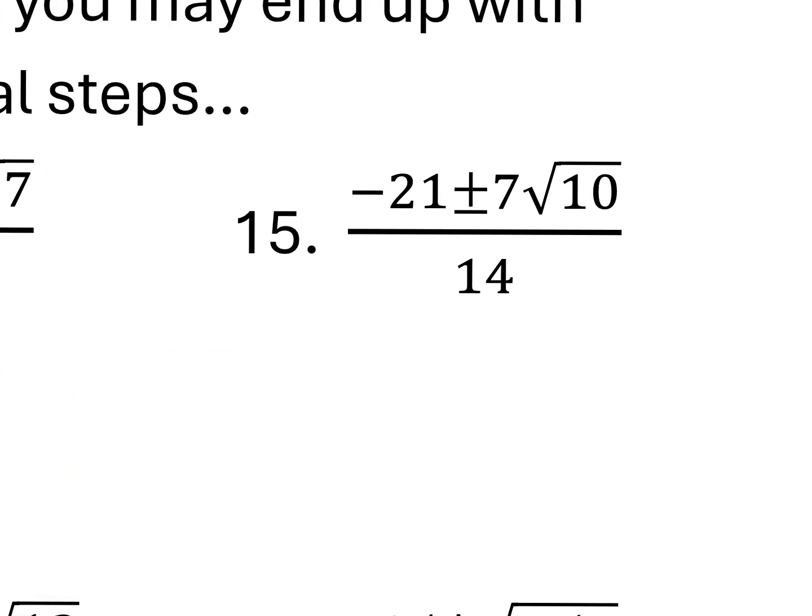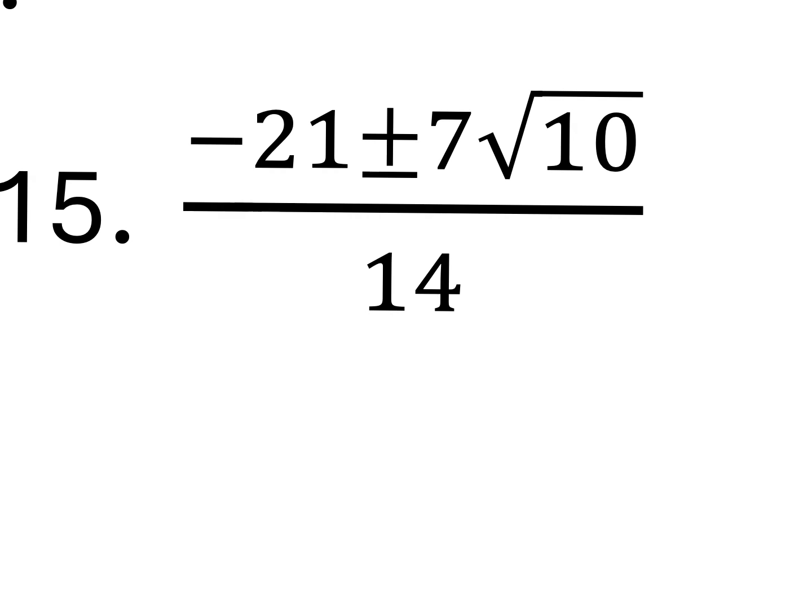Moving on to this next one. They're all divisible by what? By 7. Okay, so divide by 7, you're going to get a negative 3. Divide by 7, you're going to get a 1. Divide by 7, you're going to get a 2.